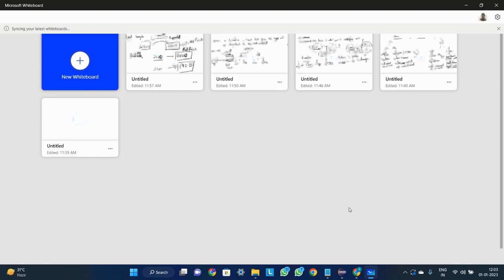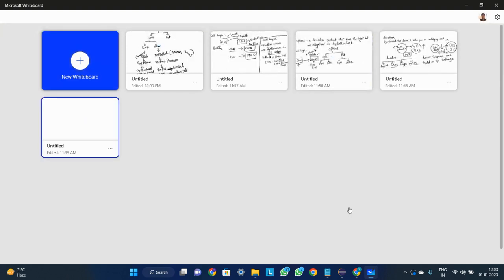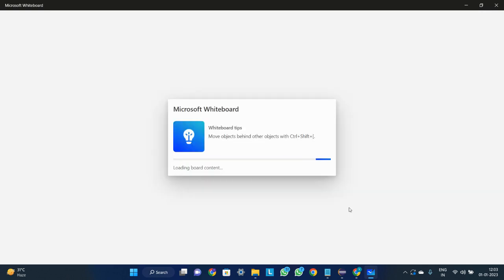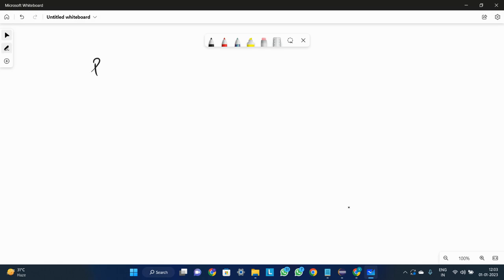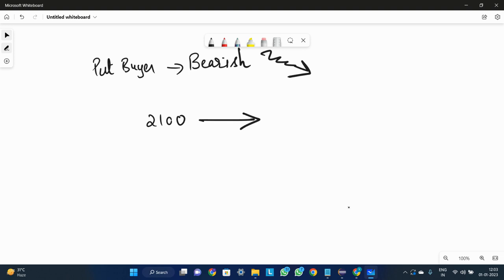So let us quickly have an example for it. Let us imagine I bought a put option. I am a put buyer. So what is my narrative? Bearish narrative. I believe that the market will go down. Currently Reliance trades at 2100. Now I believe that the price will go to 1900. This is my strike price. As simple as that.